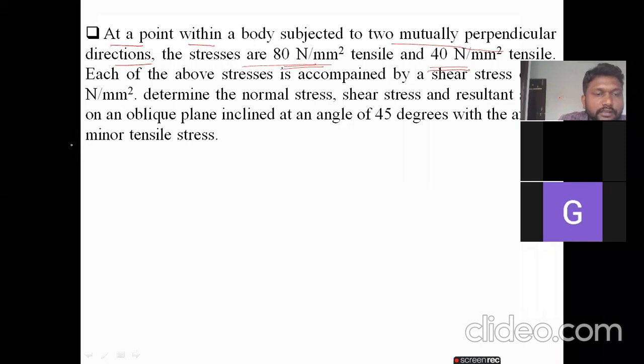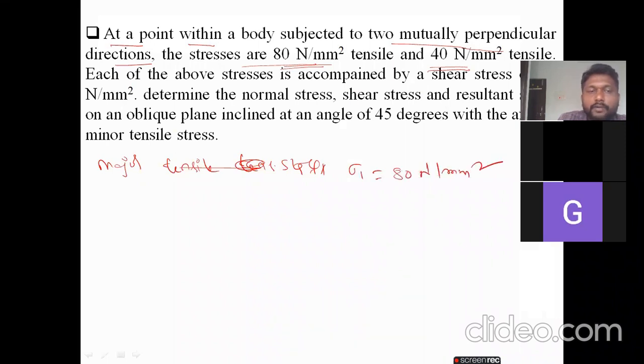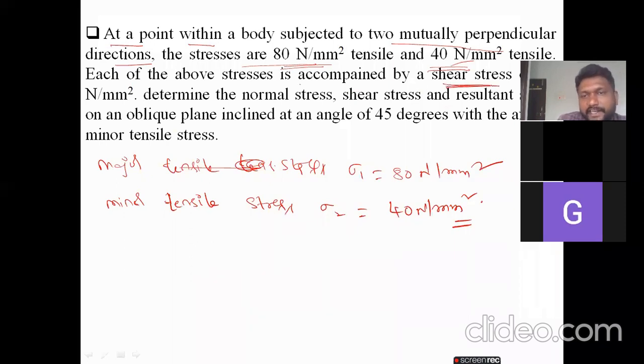Okay, that means the major tensile stress, the given data, sigma 1 equal to 80 Newton per mm square. And what about 40? That is the minor tensile stress, sigma 2 equal to 40 Newton per mm square. Each of the above stresses is accompanied by a shear stress. The shear stress is nothing but tau, the given 60 Newton per mm square.